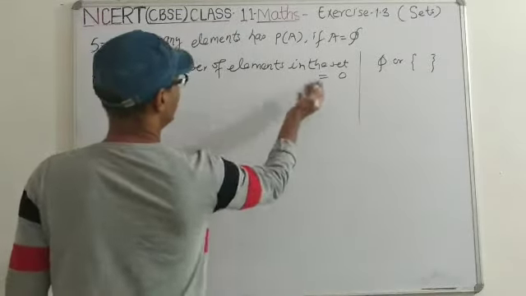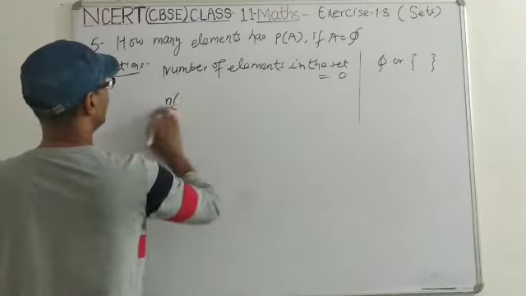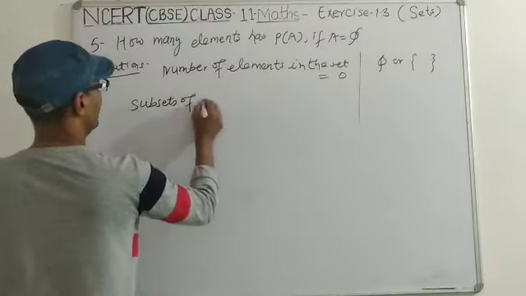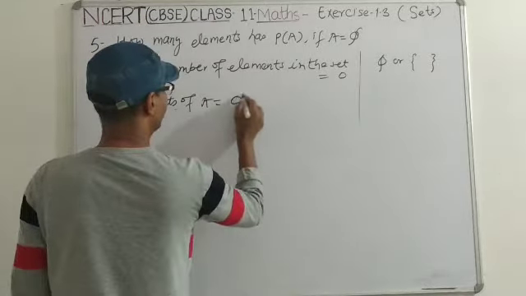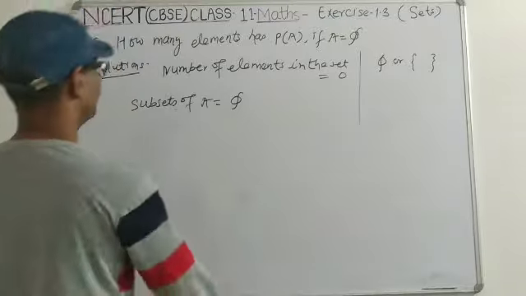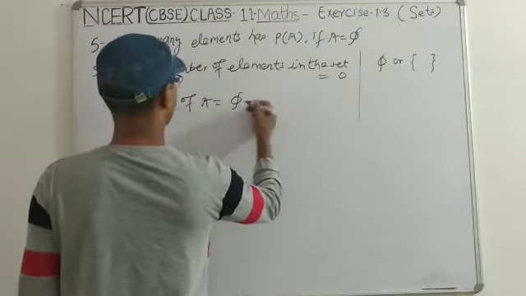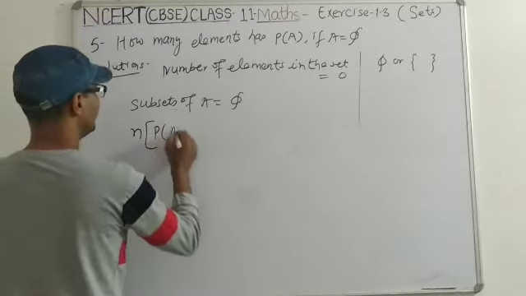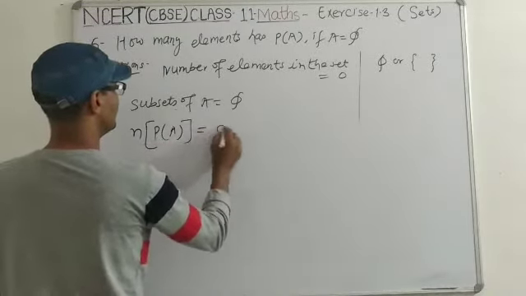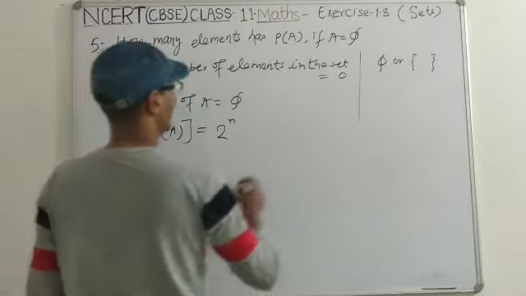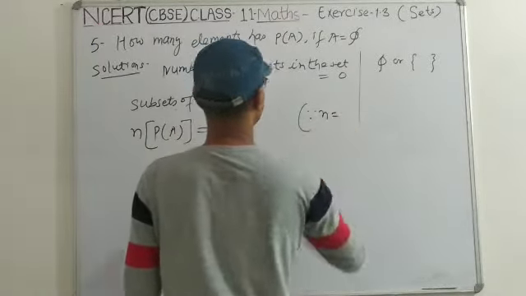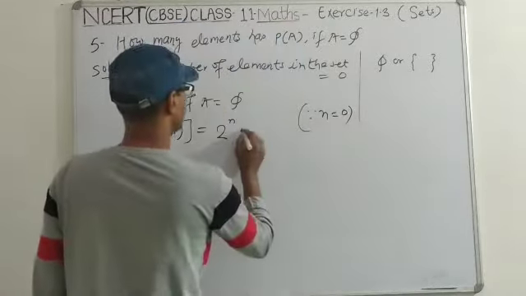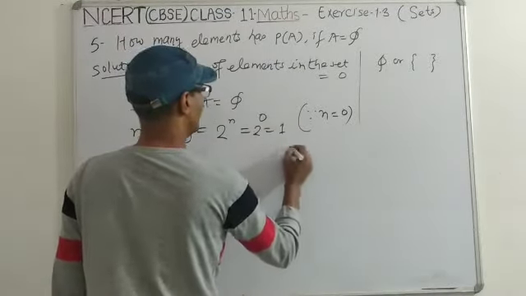By the formula we can write, otherwise first we write the subsets of A equal to phi, because phi is a subset of itself. That is how many? 1. And by the formula, how to write this? n(P) is the number of elements in the power set, equal to 2 power n. And what is n here? n is the number of elements, which is 0. So 2 power 0 equal to 1. So it is the answer.